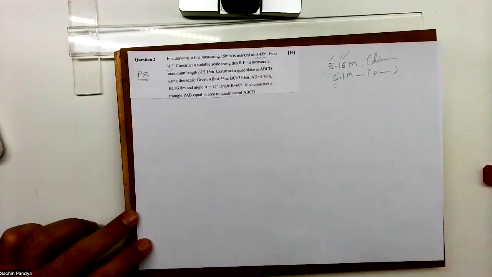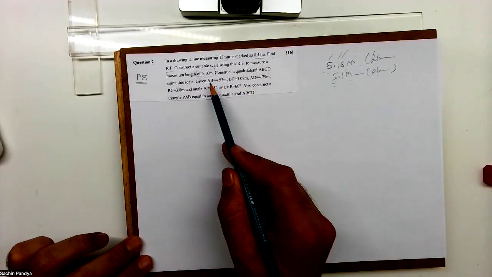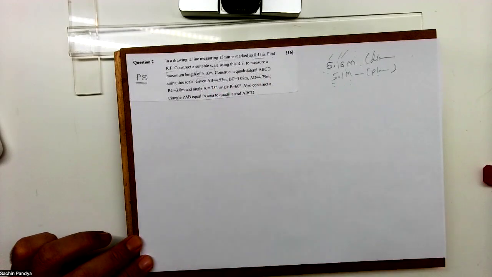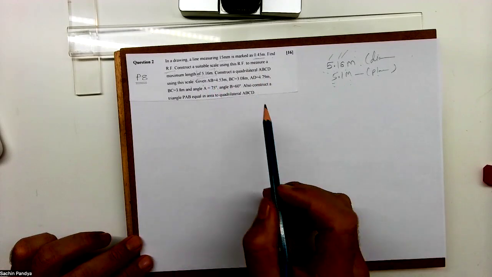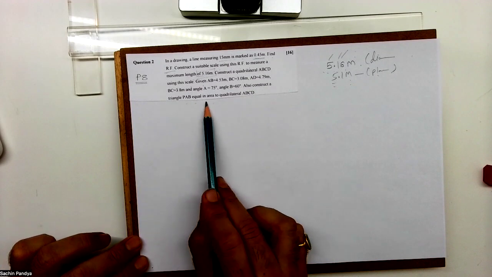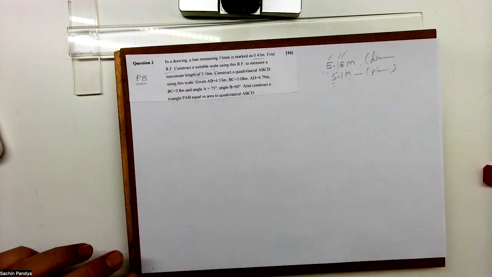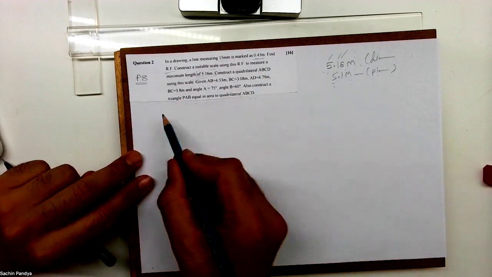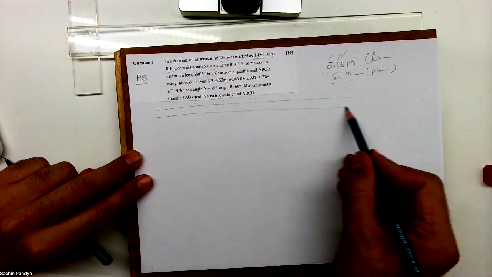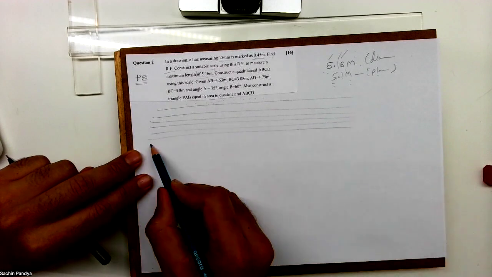Remember that. And then we have to construct a quadrilateral ABCD using the scale where AB, BC, AD, and everything is given. Also construct a triangle PAB equal in area to quadrilateral ABCD. So area conversion is also mixed in. We'll do the scale only. We won't go into the other part because right now our aim is to revise scale.